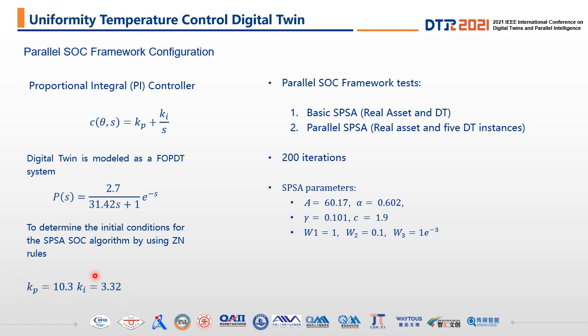In order to find this initial condition, basically we identify a first order plus time delay model for the digital twin, and based on this first order plus time delay model, we calculate this proportional integral gain based on the Ziegler-Nichols tuning rules, and based on that, the self-optimizing controller should be able to improve the performance.